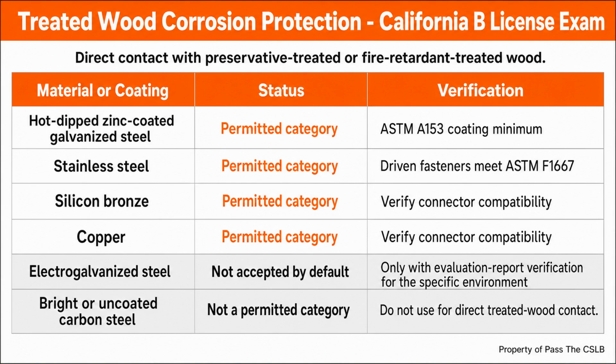I want to close the lesson with 4 connected checks. First, match the fastener quantity, type, diameter, length, and location to the applicable schedule. Second, remember that a penny designation does not prove shank diameter. Third, use corrosion-resistant materials and coatings that are actually approved for treated wood and the exposure. Fourth, do not bend, cut, drill, flatten, or substitute structural hardware unless the controlling instructions specifically permit it.